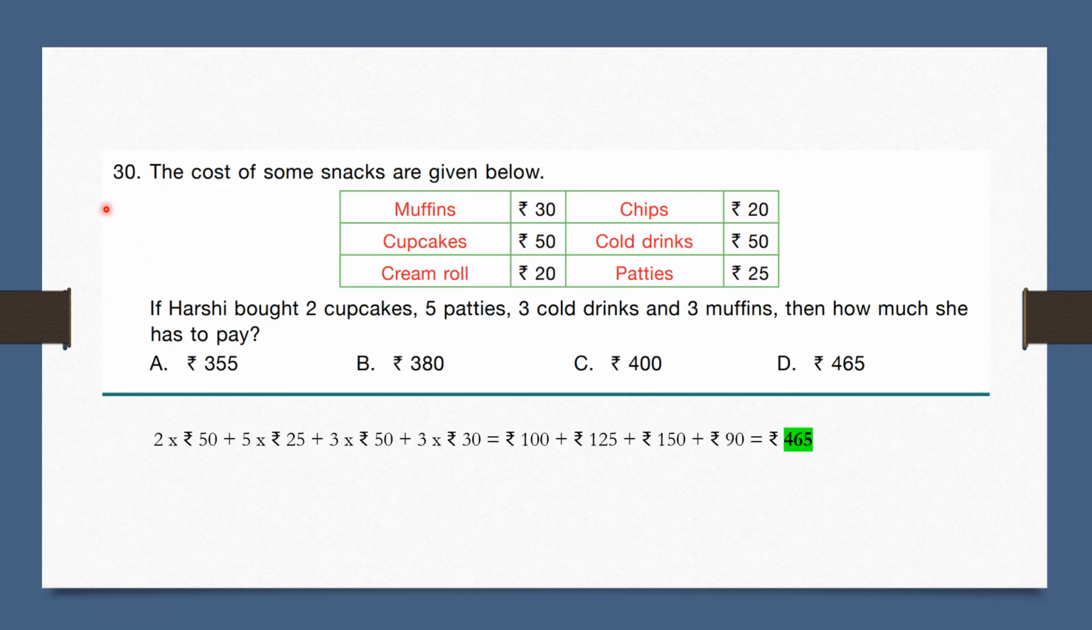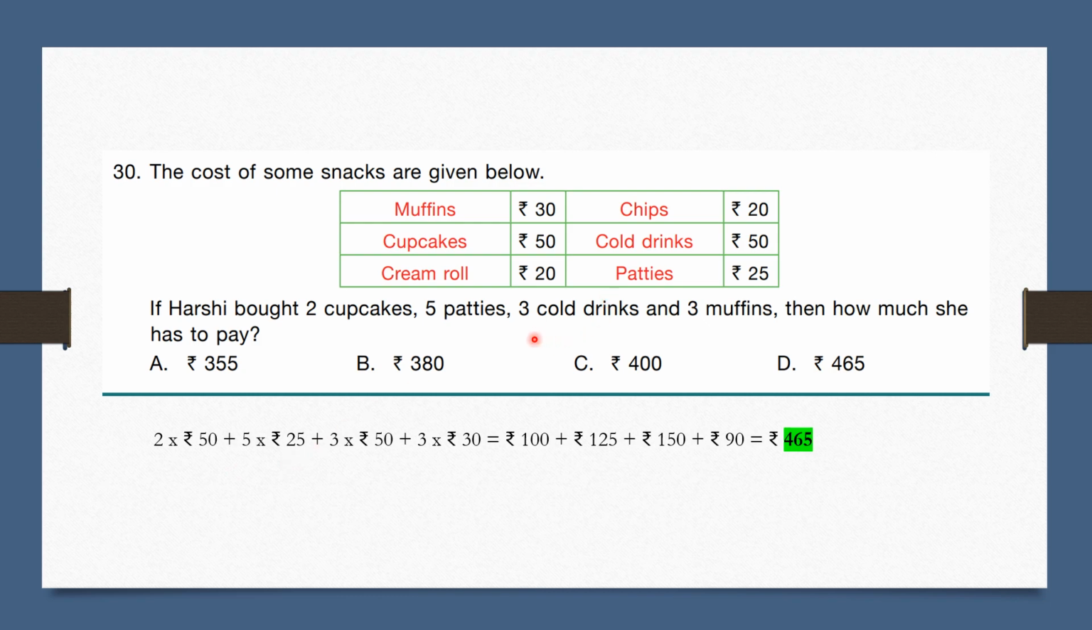Question number 30. The costs of some snacks are given below. If Hershey bought 2 cupcakes, 5 patties, 3 cold drinks and 3 muffins, then how much does she have to pay? So let's calculate the total amount she needs to pay. For 2 cupcakes, the price of a cupcake is rupees 50, so 2 times 50, which we have written here, plus 5 patties. 5 times the patty price of 25. So 5 times 25.